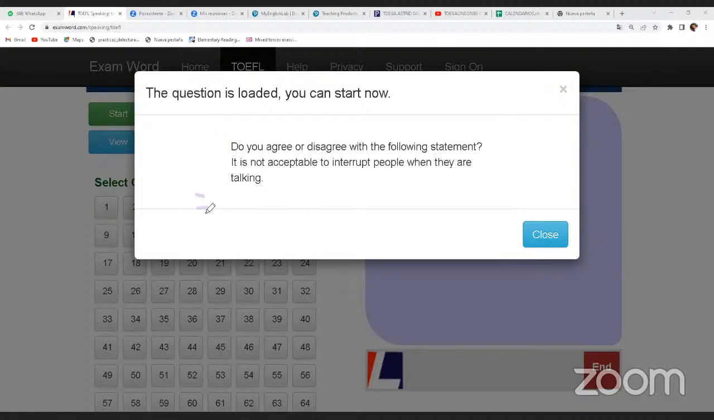Entonces, para empezar, I disagree. Entonces ya estoy siendo clara, estoy siendo directa, ¿ok? Directa a mi respuesta, a la pregunta. I disagree with the following statement that it isn't acceptable to interrupt people when they are talking. Hasta acá he llegado la primera parte de mi párrafo completo. A partir de ahí hasta el final, ya continúo desarrollando mi idea principal.